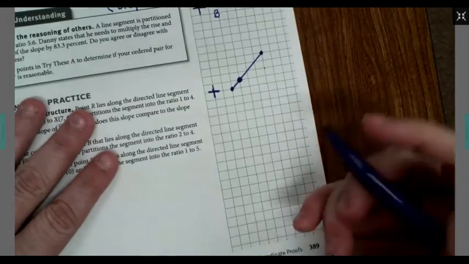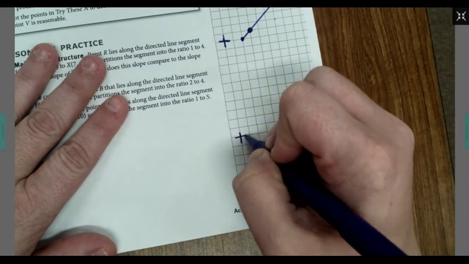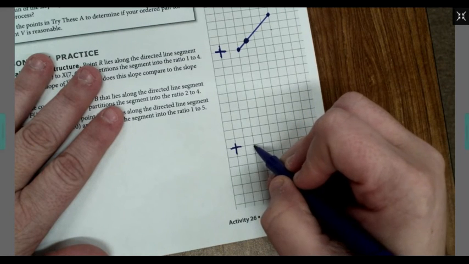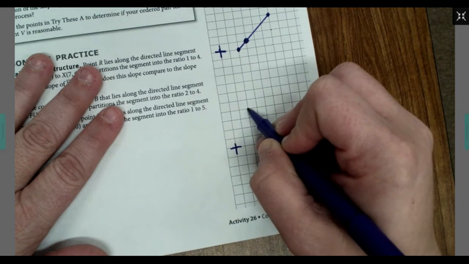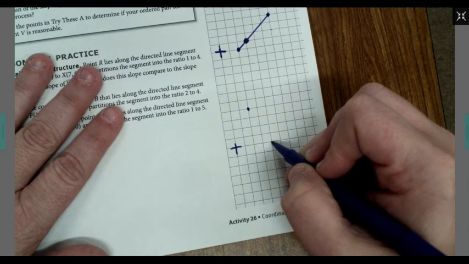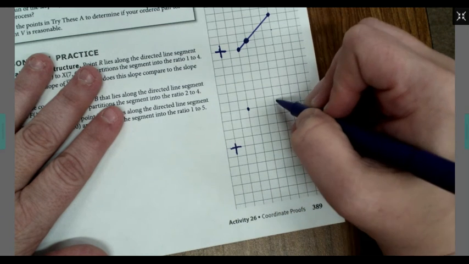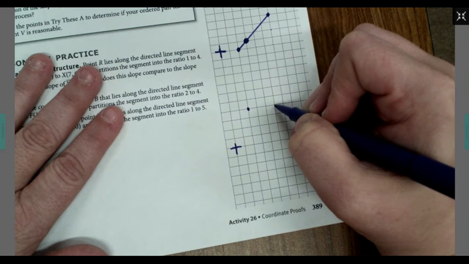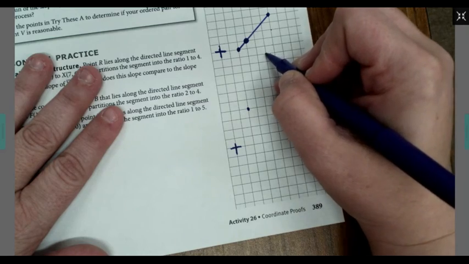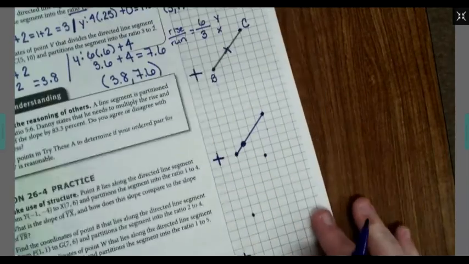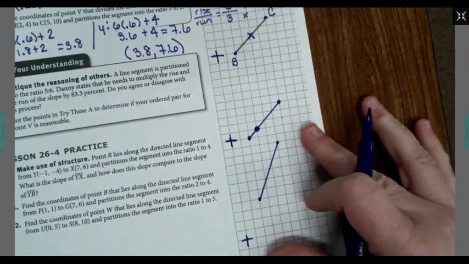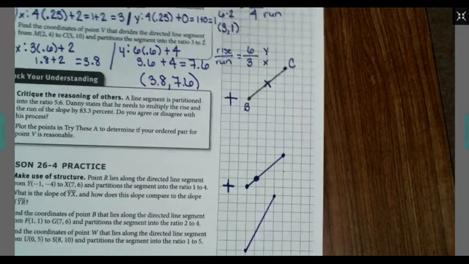This one's not going to be as pretty, but we'll do it. Hoping I have enough spaces here. So we're going to go over 2, up 4. And then I'm going to go over 5 and up to 10. So that's 6, 8, 10. I think that's right here. Three sections to 2.